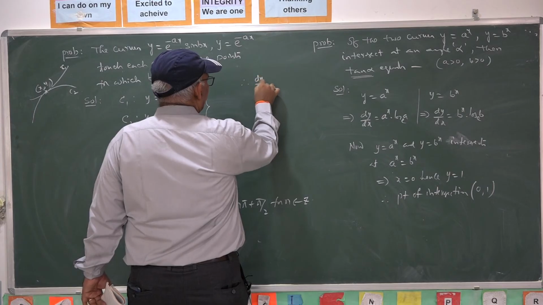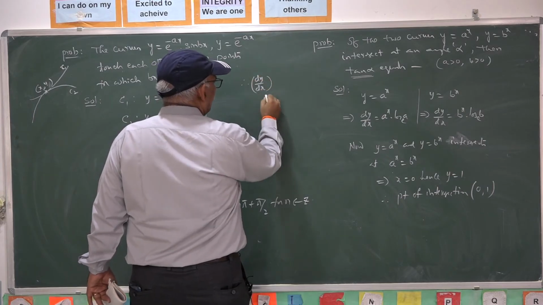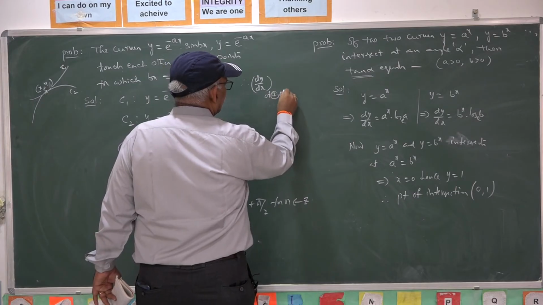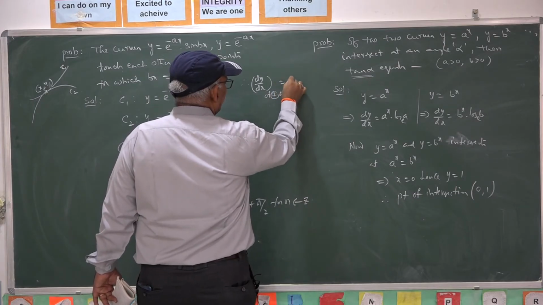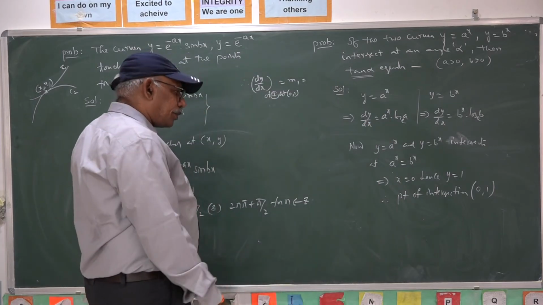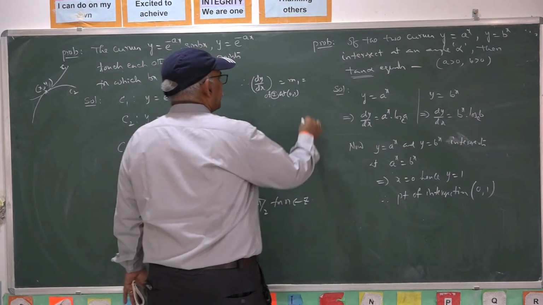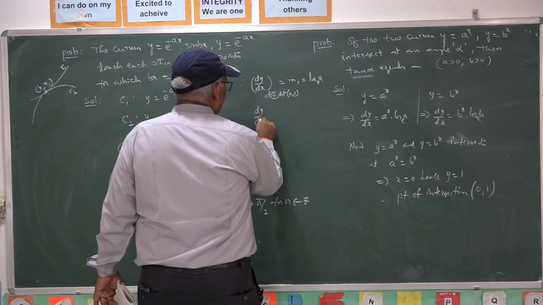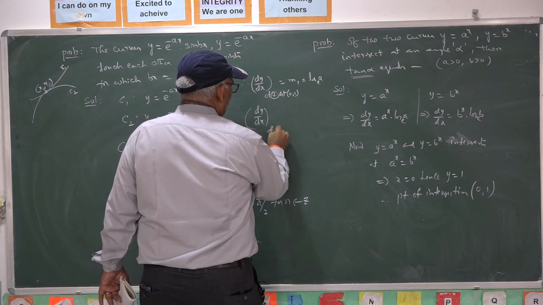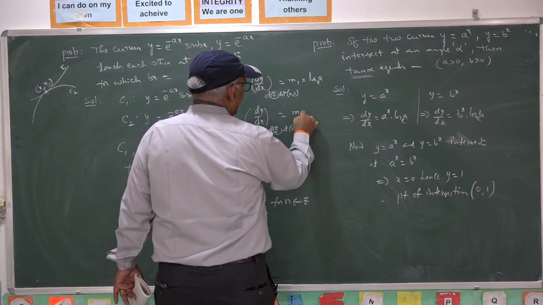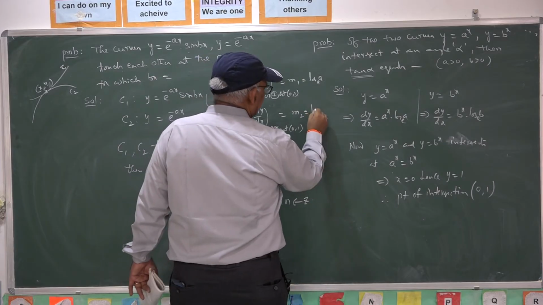So dy by dx of the first curve at (0, 1), call it m1, taking x equal to 0, we get log a to the base e. And dy by dx of curve 2 at (0, 1), let it be m2, that is log b.